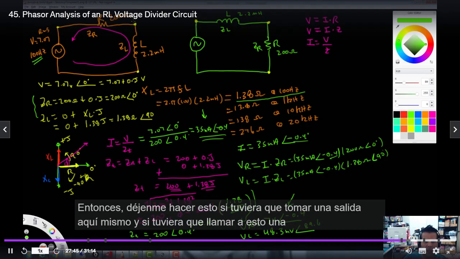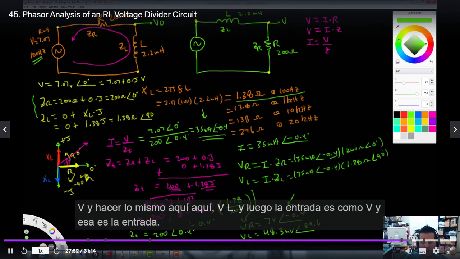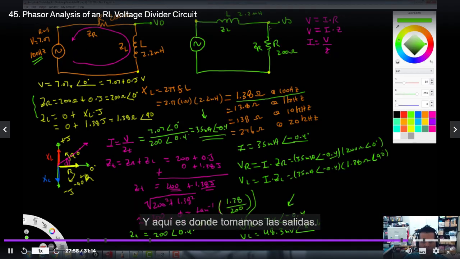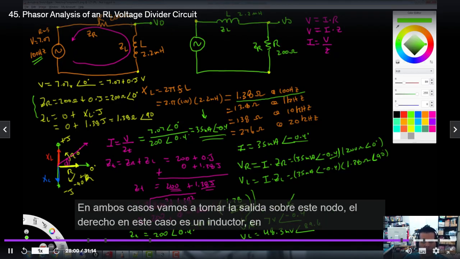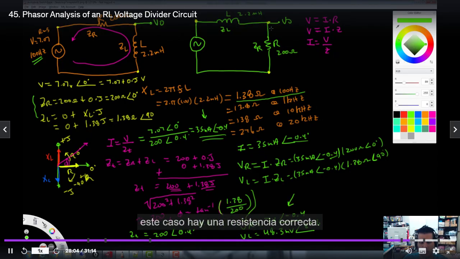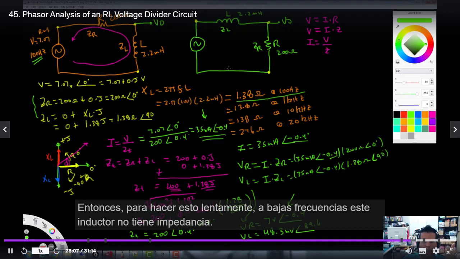So let me just do this. If I were to take an output right here and call this V out, and do the same thing right here, here's V out. And the input is V in, and here's where we're taking the output. So in both cases, we're going to take the output over this node to the right. In this case, there's an inductor. In this case, there's a resistor. Okay, so let's do this slowly.